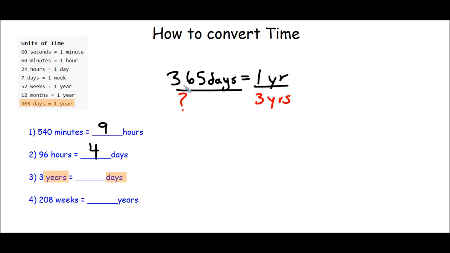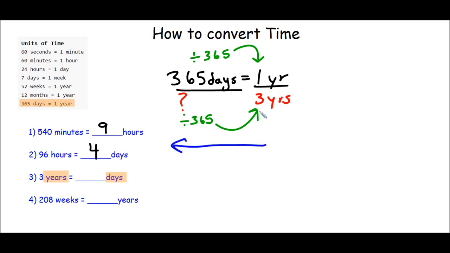So I ask myself, what happens to 365 to turn into 1? Well, I know I divided by itself to turn it into a 1, because any number divided by itself equals 1. So that means that this missing number divided by 365 gave me 3. I'm going to use inverse operations now. It means working the problem backwards to find the missing number. So I can just say 3 times 365 will give me the missing number. Let's go ahead and do that math on the side.